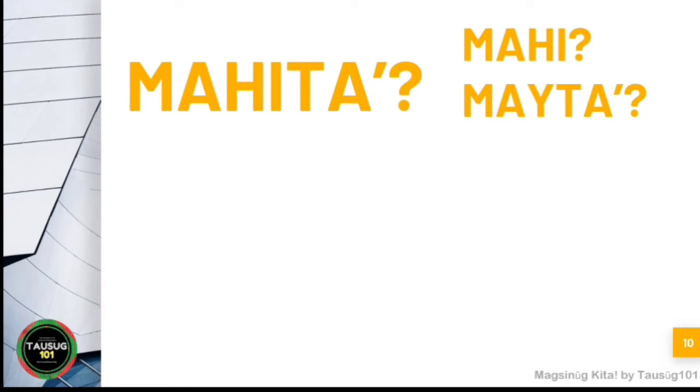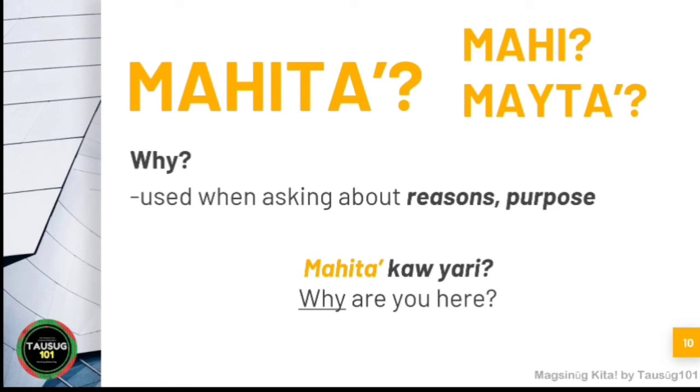Next we have mahita. Mahita, or mahi, or maita. This is the equivalent of the English question word why. We use this question word when asking about reasons or purpose. An example, mahita kau yari. Mahita kau yari. Why are you here? Or we can also say mahi kau yari or maita kau yari.